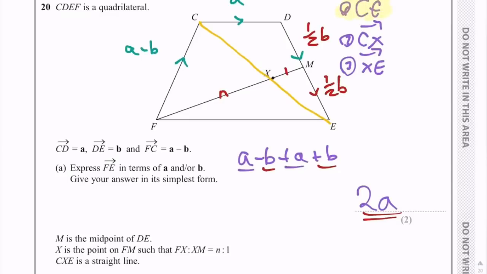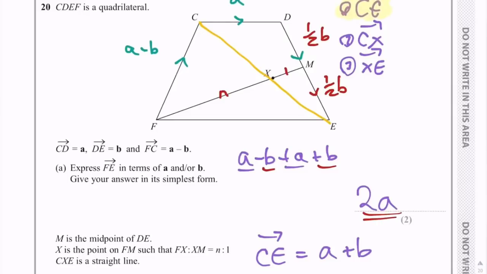So to get from C to E, I go along the A. So I'm going to write that down over here: C to E is A, and then I can go down these two half B's, which is just an extra B. So to get from C to E is A plus B.